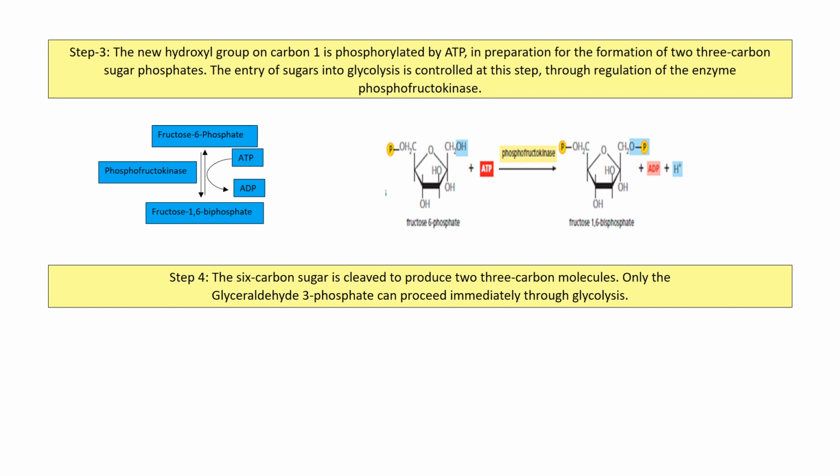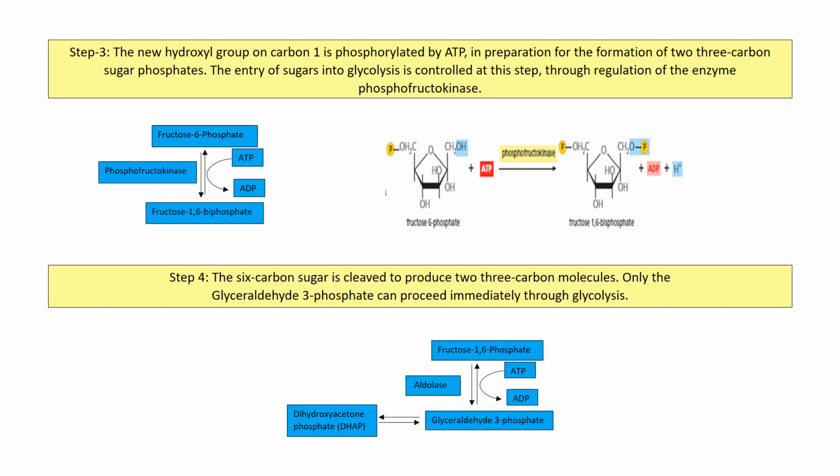ADP molecule. In step 4, the 6-carbon sugar is cleaved to produce two 3-carbon molecules. Only the glyceraldehyde 3-phosphate can proceed immediately through glycolysis. Fructose 1,6-biphosphate in the presence of enzyme aldolase and an ATP molecule, releasing ADP, forms glyceraldehyde 3-phosphate and dihydroxyacetone phosphate, which can be interchanged to glyceraldehyde 3-phosphate as and when required.